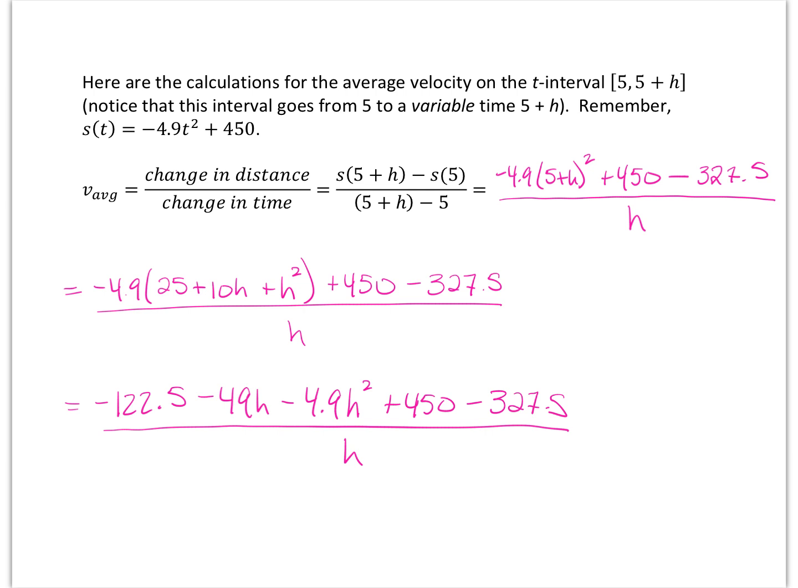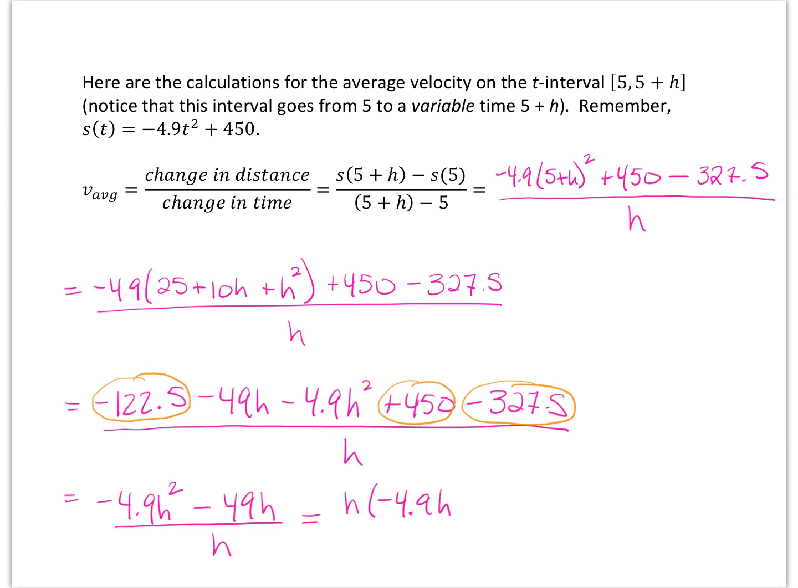Now I'm going to combine like terms. I've got negative 122.5 plus 450 minus 327.5. We could put that in a calculator or do it in our heads, and it turns out that those all cancel. They add up to 0. So my next line is negative 4.9h squared minus 49h all over h. Now in my numerator, both terms have an h in them, so I can factor out an h, and I have h times (negative 4.9h minus 49) all over h. My h's on the top and the bottom cancel.